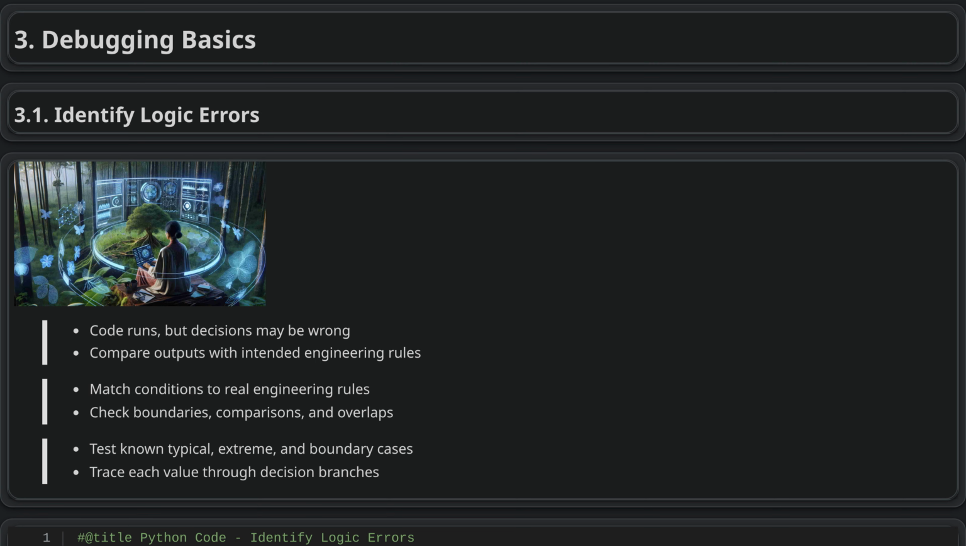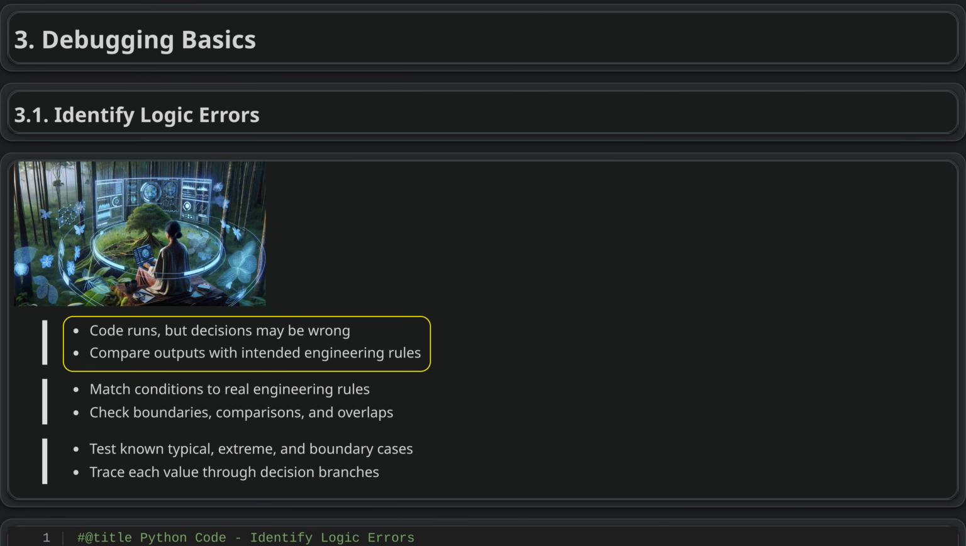Debugging basics. Identify logic errors. A logic error occurs when a script runs without crashing, but makes the wrong decision. Unlike syntax errors, these problems can be hard to notice because the output may look reasonable. In engineering, this can be dangerous, such as when a script incorrectly labels a borderline unsafe reactor temperature as safe.